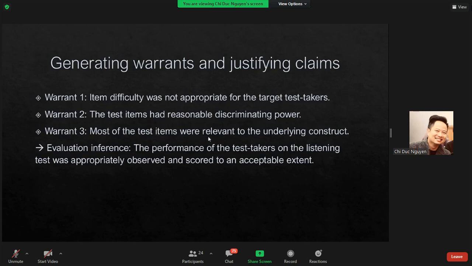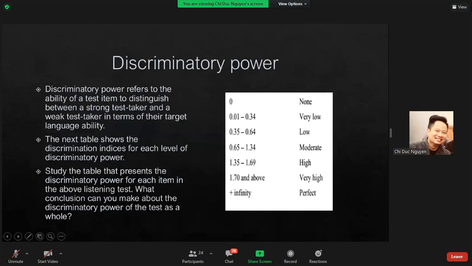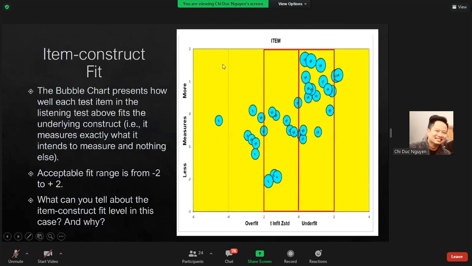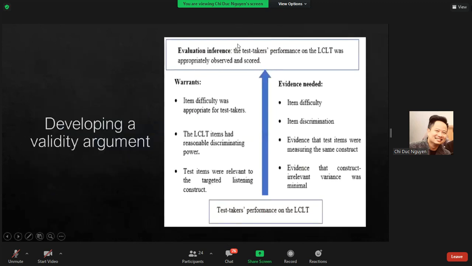So "to an acceptable extent" over here is the quantifier that we learned at the beginning. Okay, so with these kinds of examples, I started this one with a claim. I started this validation process with the claim, and in this one I would like to validate the evaluation inference.